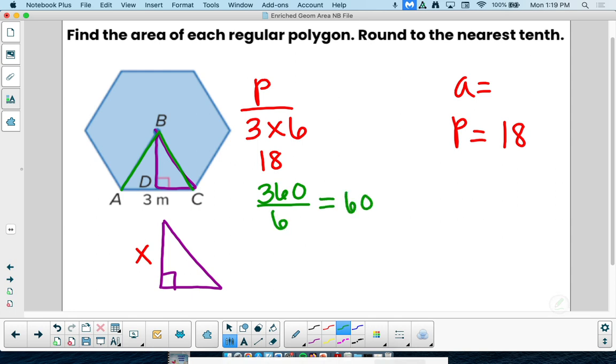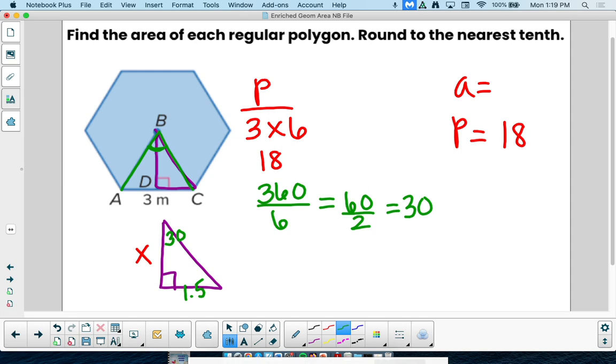You tell me what you get when you do that. 60. Now that's this big angle here, but I only want half of it, so I'm going to divide it by 2. What do we get? 30. Very good. So this angle right here is 30. You know what this little length right here would be? 1.5, right? The whole thing's 3, so 1.5. So what kind of triangle do we have? 30-60-90. Yep, a special right triangle.